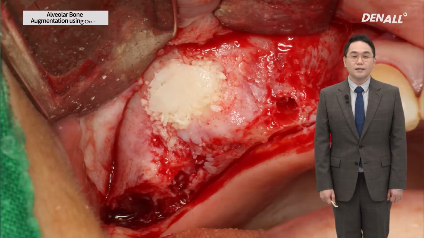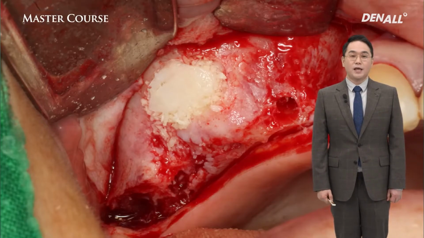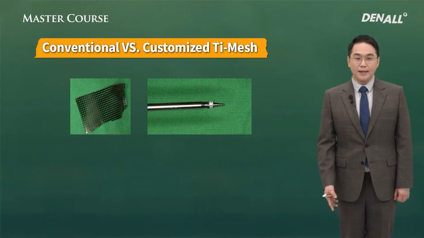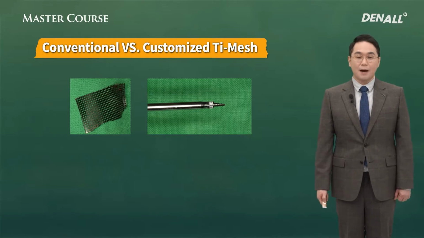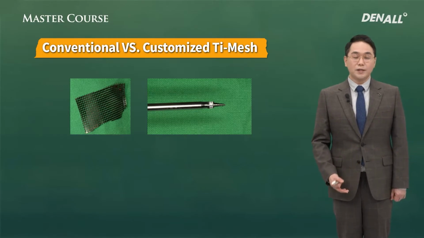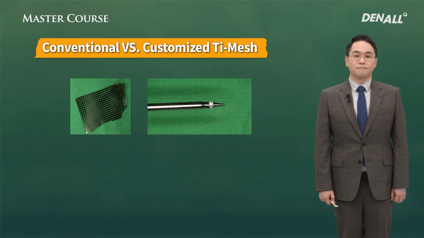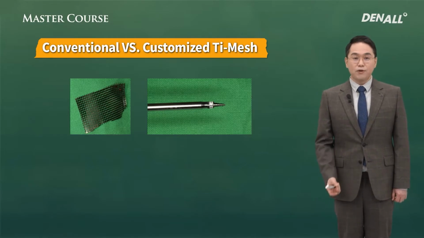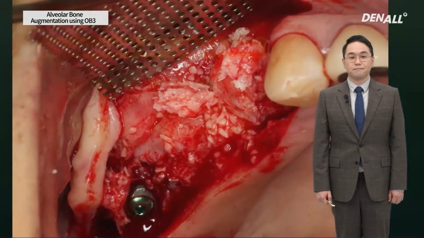In the maxilla, conventional titanium mesh is used. The flat titanium mesh is cut and bent to make a contour. The standard titanium mesh is to be fixed with bone screws. The bone screws included in the OSSTEM's GBR kit are used to fix the membrane or titanium mesh.